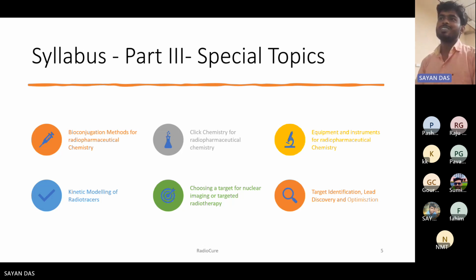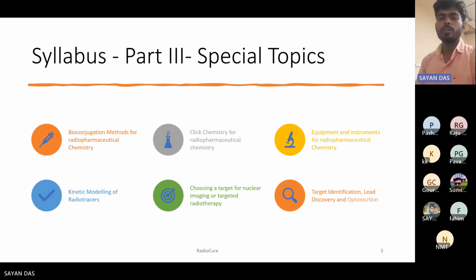In the last part, there are some special topics especially for students with chemistry backgrounds, like bioconjugation methods in radiopharmaceutical chemistry, and click chemistry, which recently won the Nobel Prize in chemistry. Click chemistry has a huge implication in radiopharmaceutical chemistry, so we will describe that. And equipment and instruments for radiopharmaceutical chemistry. When we are dealing with radiopharmaceuticals, we need some equipment, some instruments, and some characterization techniques also. That will be described in this part.